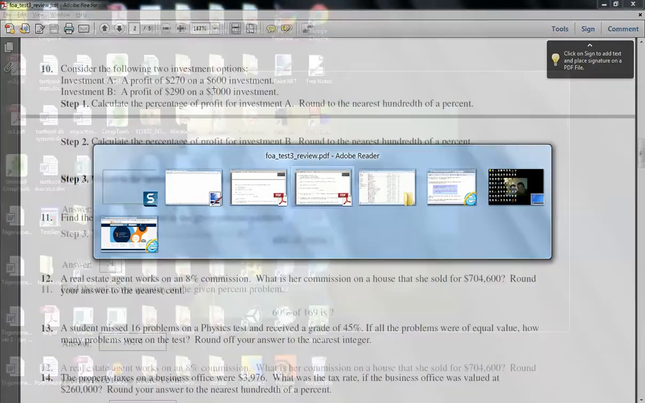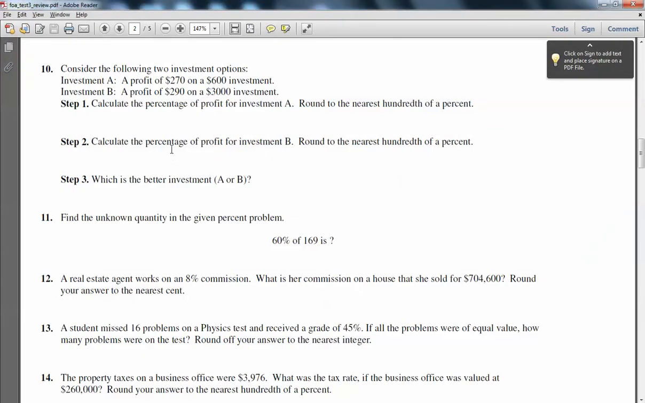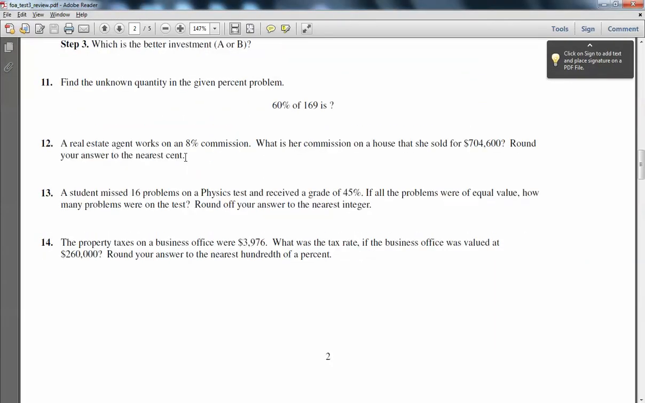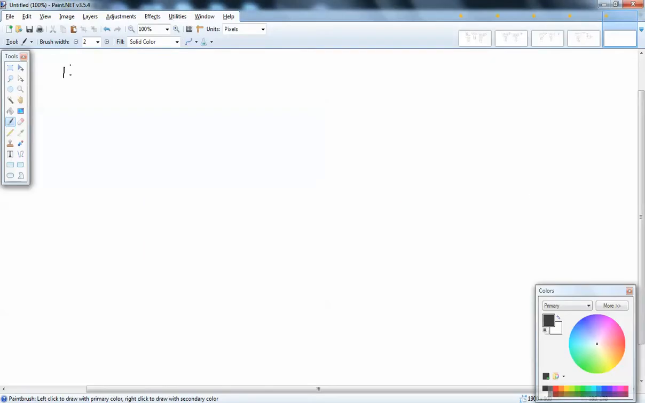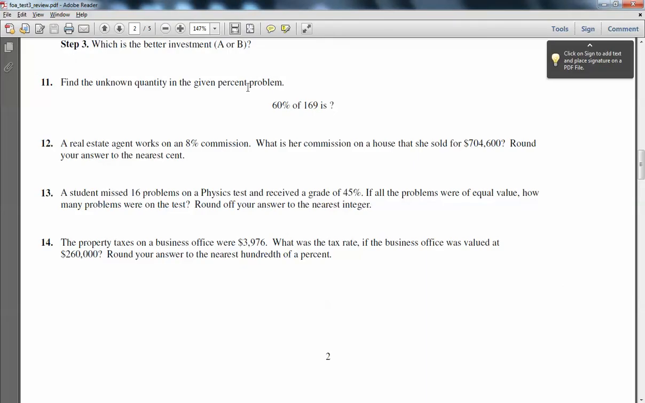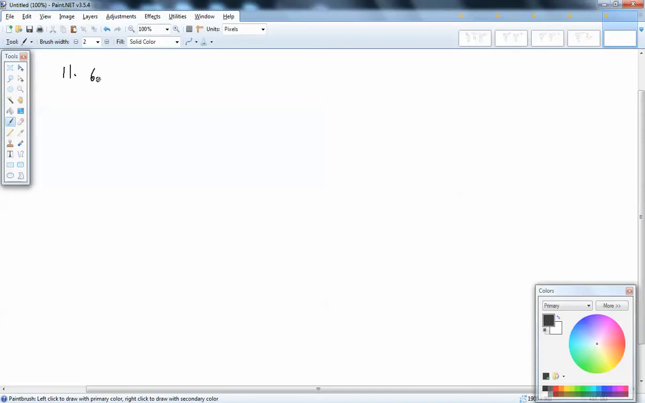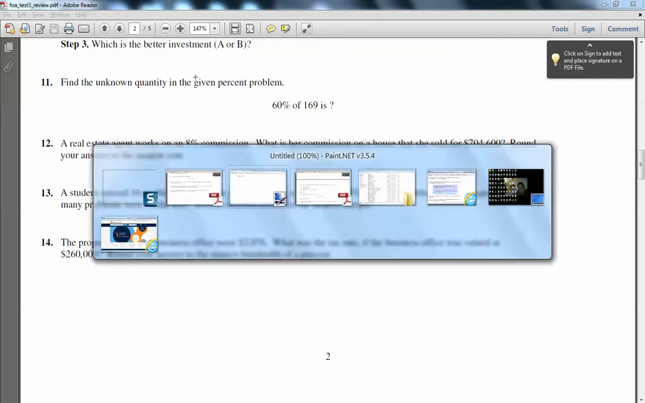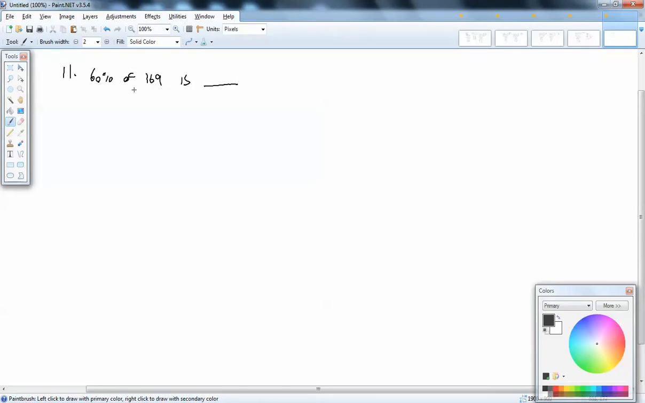And let's go to 11. It says find the unknown quantity in the given percent problem. 60% of 169 is question mark, which I'll put blank. Now the "is" is your equals, and of course this blank is your x. And then "of" means multiplication, so that's telling us to take 60% times 169.